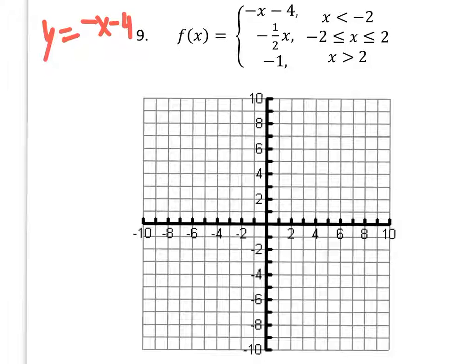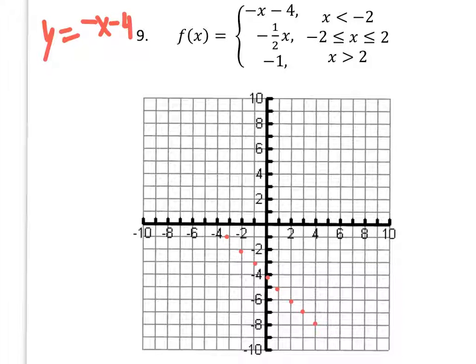So let's first take a look at the top one, and let's just imagine the equation y equals -x - 4. And where would that cross the y-axis? -4. And what do you do from that point? You're going to go down 1 over 1, down 1 over 1, down 1 over 1, down 1 over 1. And you could use that same pattern of slope to go backwards to make the line as long as you want. However, the restriction up here says x has to be less than -2.